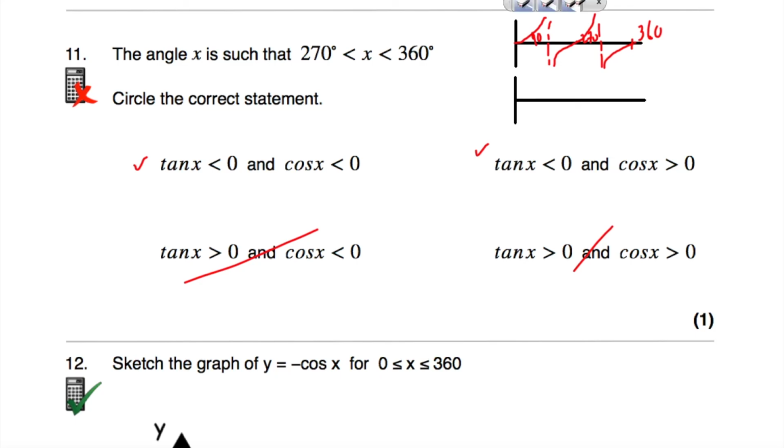So it's either this option or this option, because here we've got the tan is negative for both of those. So now let's consider the cos graph between 270 and 360 degrees and find out if the curve is above or below the x-axis.